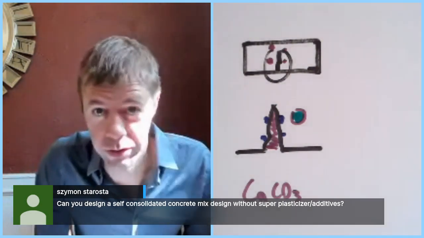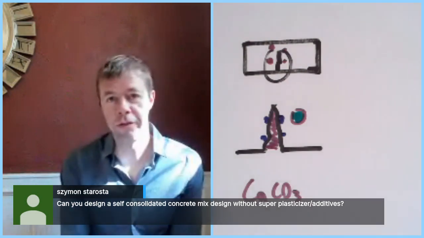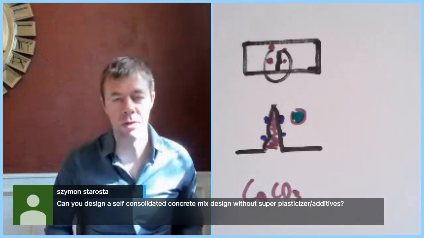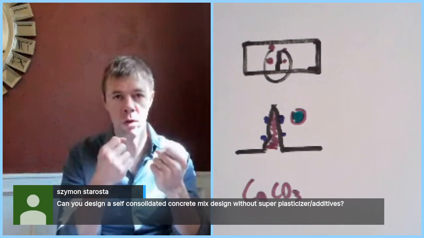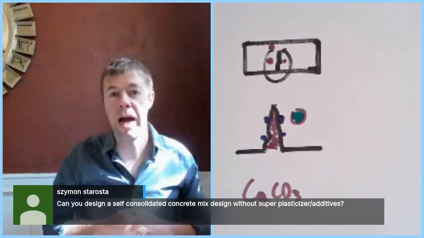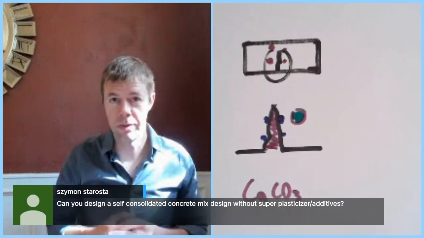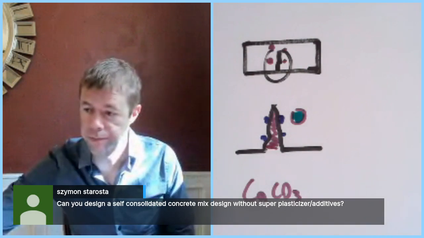Simon wants to know, can you design a self-consolidating concrete mix without superplasticizer additives? No, I don't think so. I don't think there's a way to do it. I don't think you're going to get the flow, because what superplasticizer does is it disperses your cement grains and your fly ash and things like that. And I don't see how you would ever do that without some kind of superplasticizer.